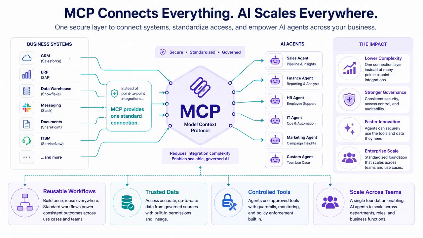Now let's look at why MCP matters for business. Businesses have many tools, databases, and processes. Without standards, every AI use case needs custom integration work. MCP can reduce that complexity. It can help agents connect to approved tools and trusted data. It can support reusable workflows. It can make AI agents easier to scale across teams. The business value comes from controlled connection, not uncontrolled access.